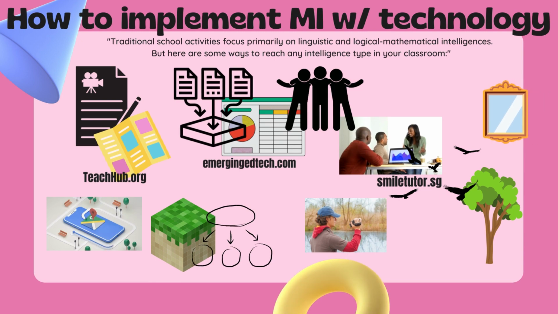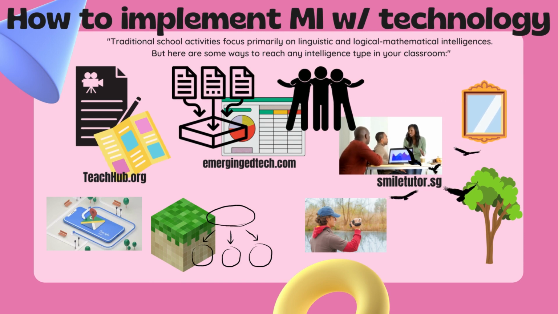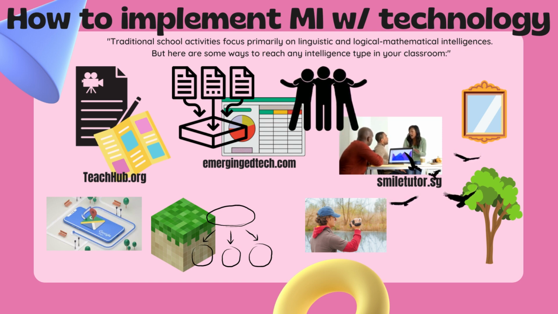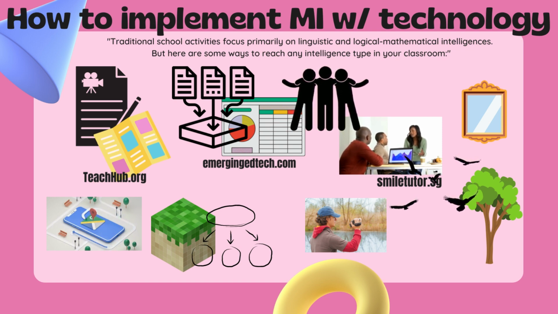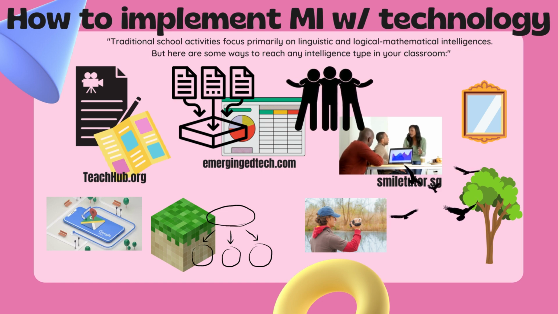So how can you implement multiple intelligences with technology in your classroom? Traditional school activities, according to TeachHub, focus primarily on linguistic and logical mathematical intelligences. This is your traditional school model. And this is usually what gets in the way of educators implementing multiple intelligences, because they simply don't know how to do it. So here I'm going to show you some ways that you can teach multiple intelligences and reach them with technology.